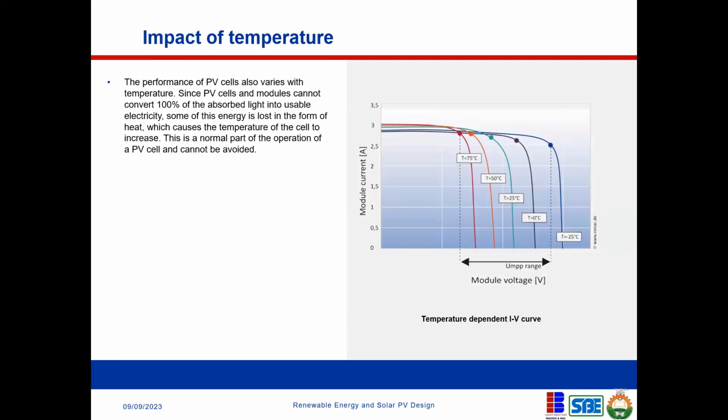Now let us look at the impact of temperature on your panels. Now, this is the current axis and this is the voltage axis. Now, I want you to notice how great the impact of temperature is on the output of the PV module. Now we are moving from, this is 75 degrees centigrade, right?